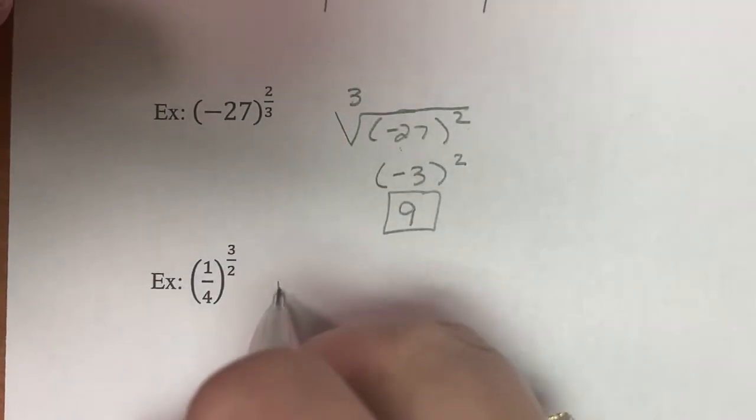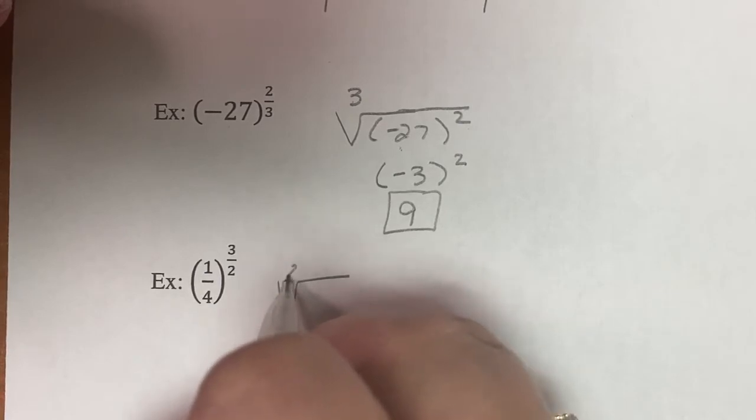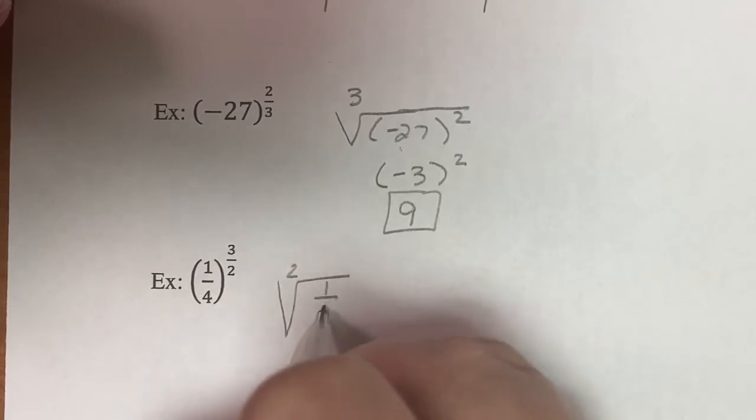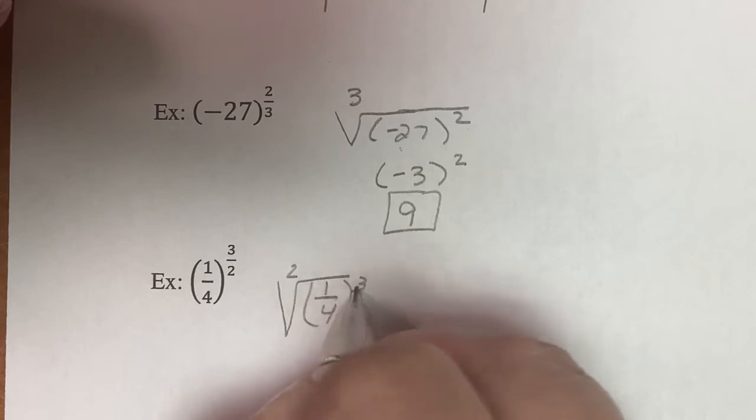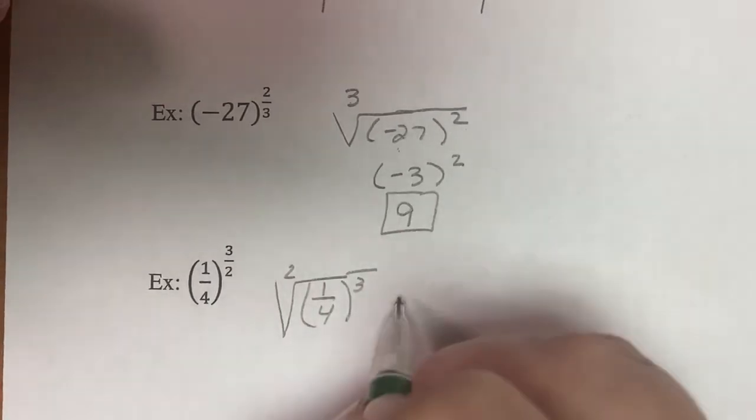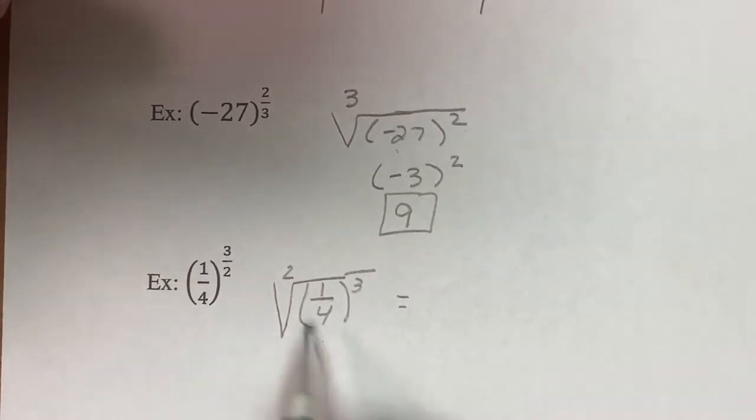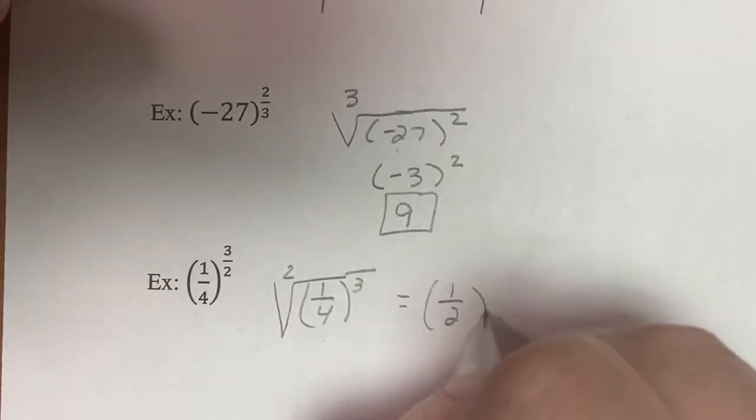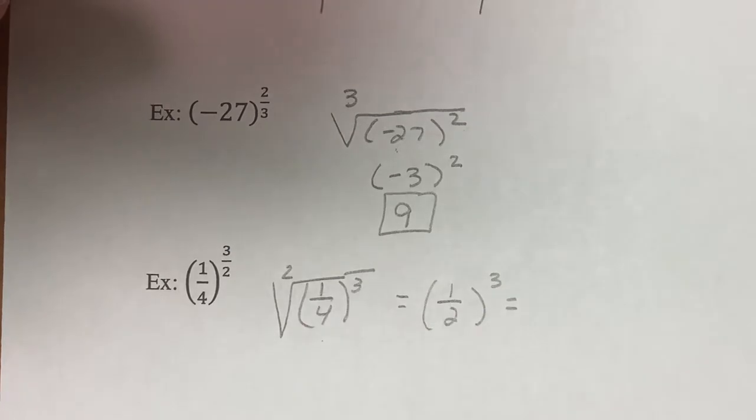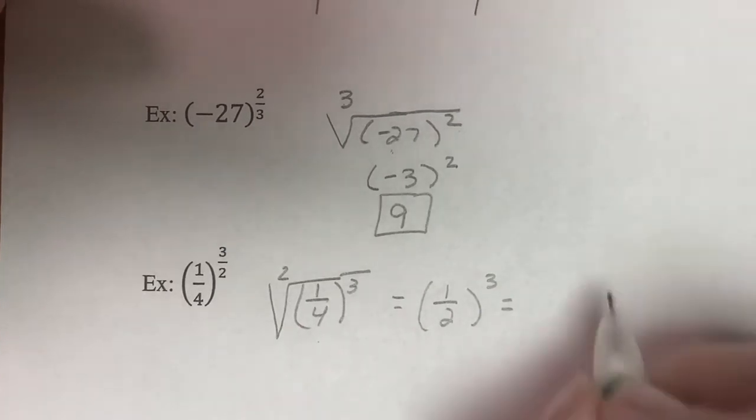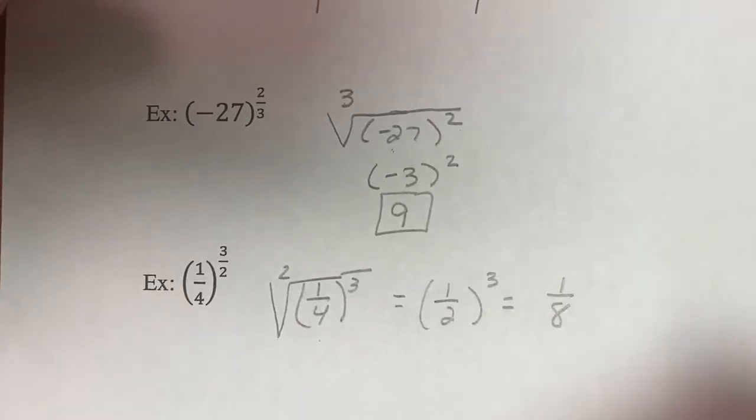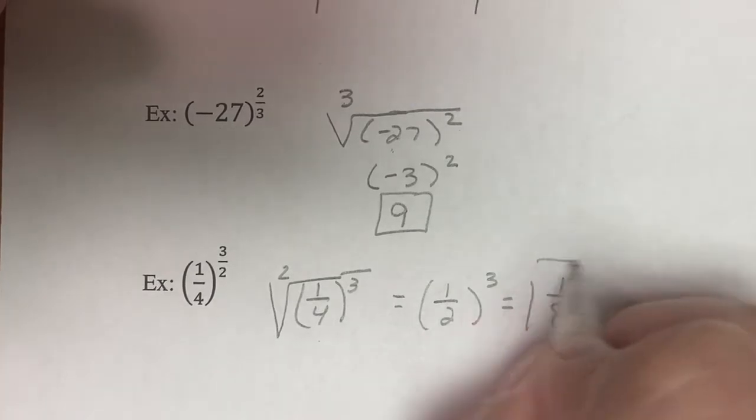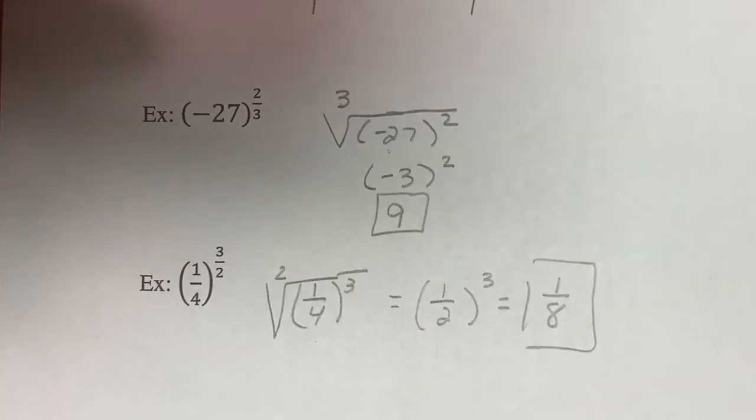How about this one? Well, let's change it to the square root of 1/4 to the third power. I'm going to do the root first. So what's the square root of 1/4? That's 1/2. I need to raise that to the third power. And 1/2 to the third power is 1/8. So there you know how to do your rational exponents.